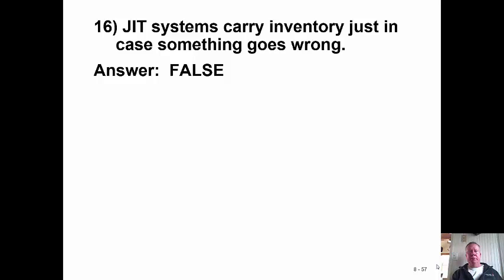Just in time, carry inventory just in case something goes wrong? No. Inventory is a crutch. When a company has inventory, they may waffle along and be kind of inefficient, and it's hard to identify what's going wrong. That's because their inventory is masking a lot of those problems. And so that is not a good reason to have inventory.